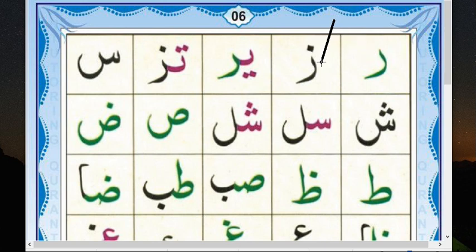Ra, za, ya ra, ta za. Ta has two dots upside. Next is za. Sin, shin, sin, lam, shin, lam.